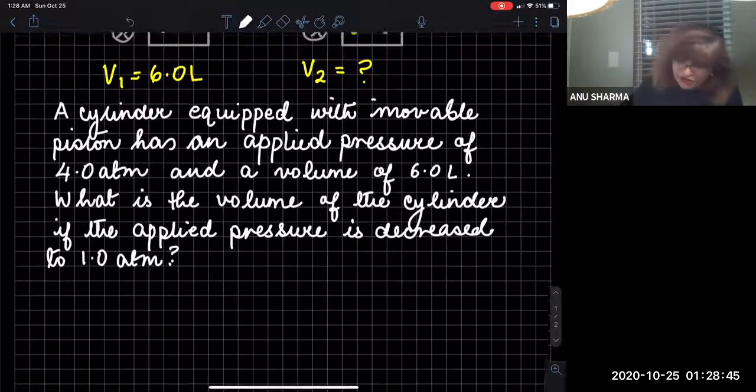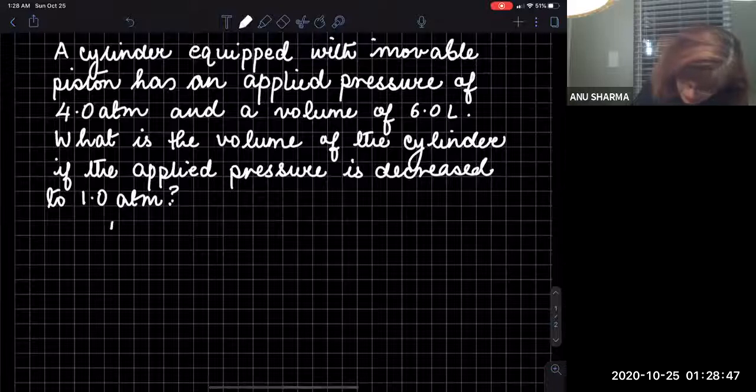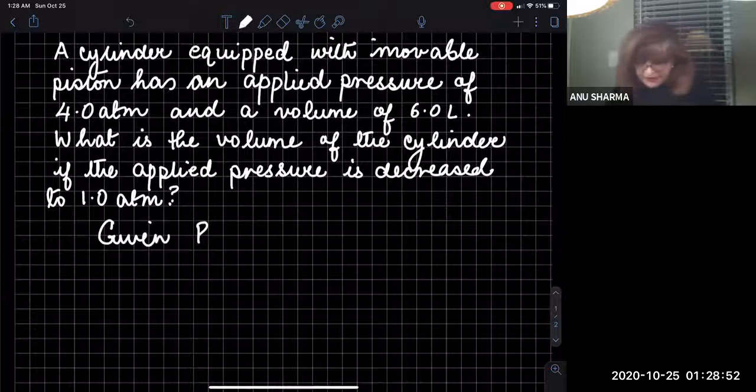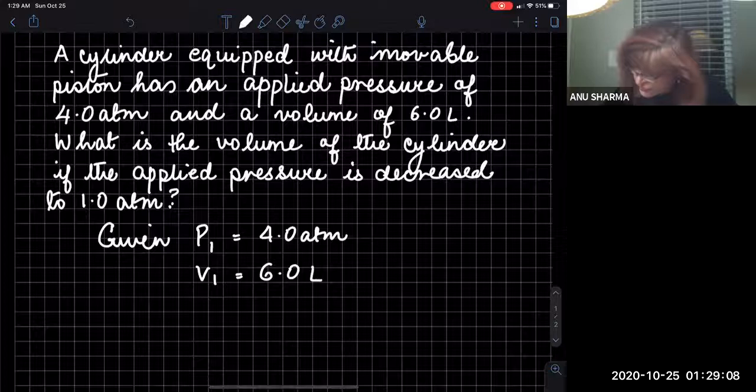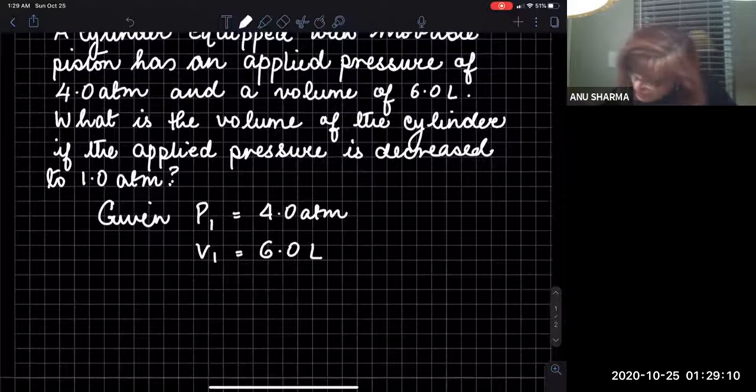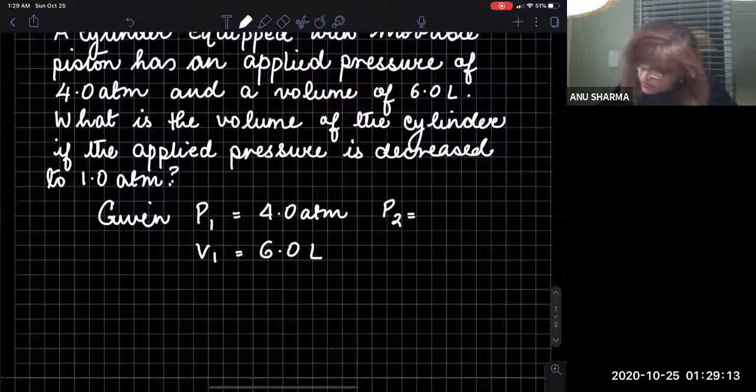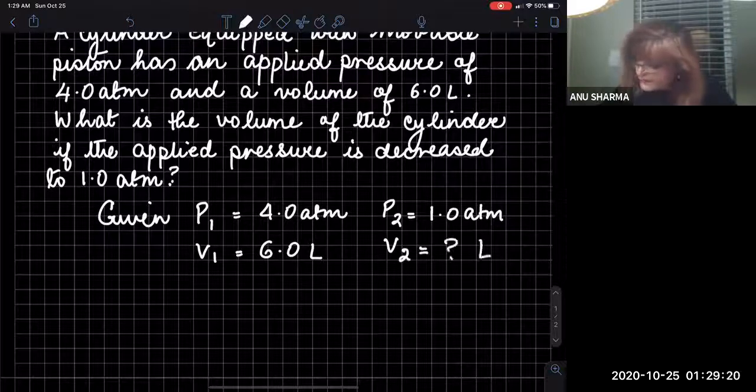You are going to first write down all that is given to you. You are given the values of pressure, which is going to be your P1 in the first case, and the volume in the first case. So the pressure in the first case was 4.0 atm, and at that time, the volume is 6.0 liters. Then you have a pressure 2, which is 1.0 atm, and here you want to find the volume in liters.